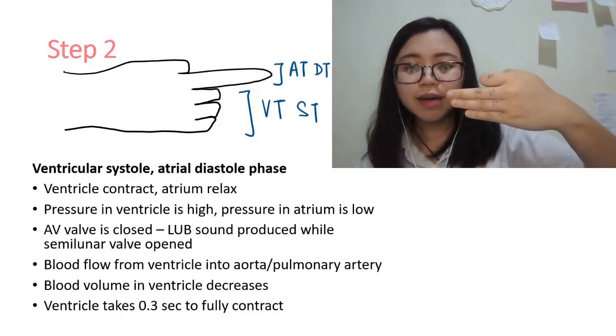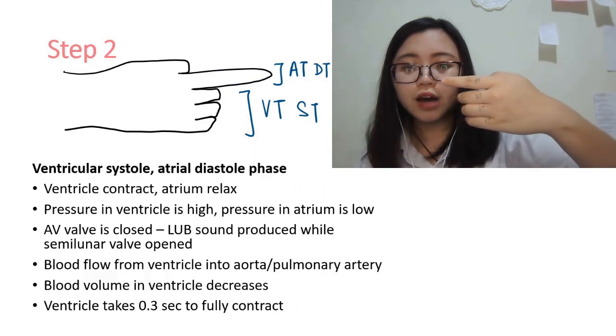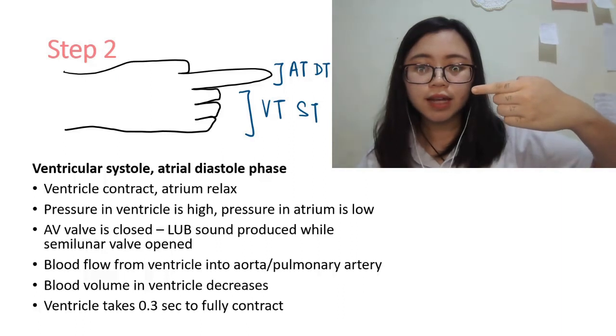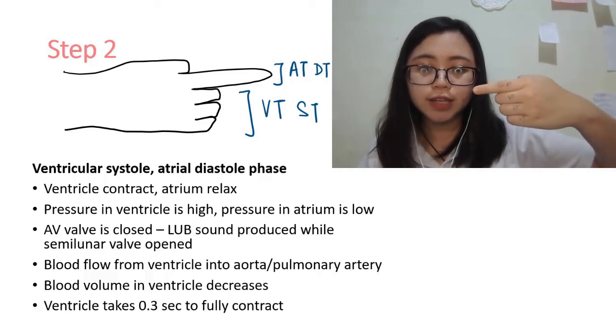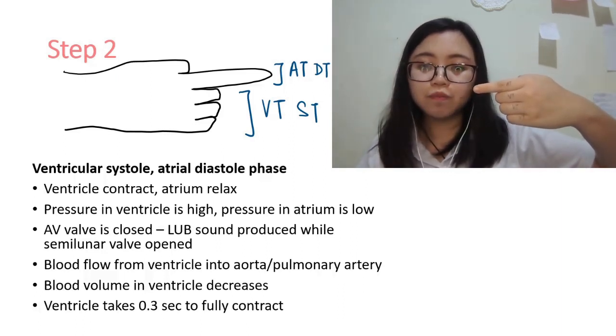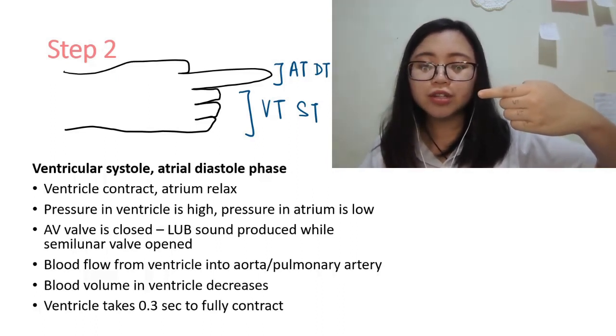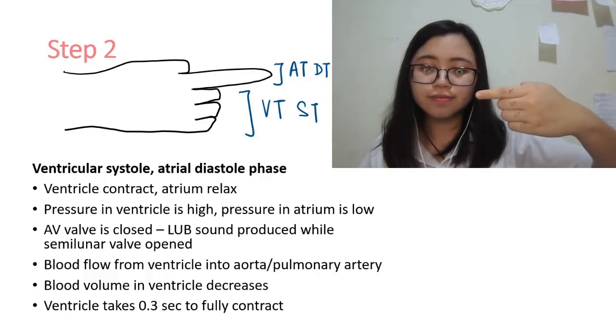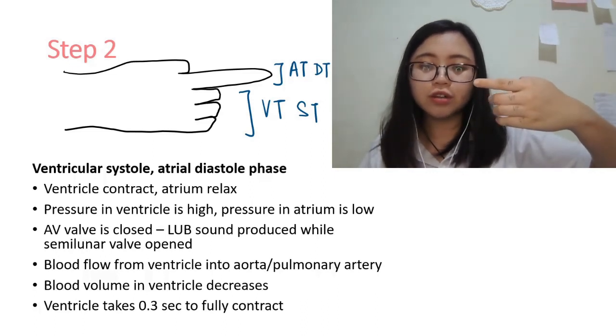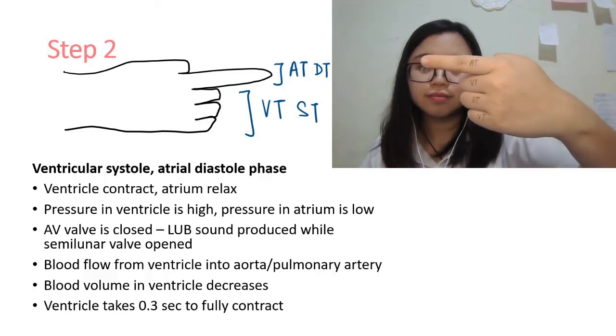The next step, pinky finger out, three fingers come back in. Okay, sekarang second step, jari kamu begini. In step 2, we have ventricular systole and atrial diastole phase. That means your ventricles are contracting and your atrium is relaxing. The pressure in the ventricle is high and the pressure in the atrium is low.